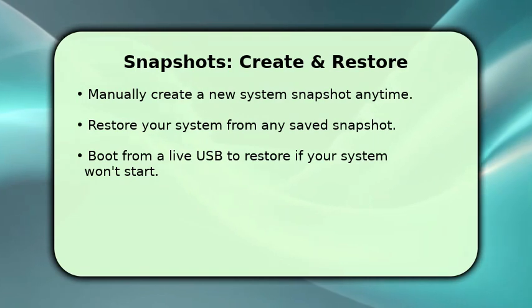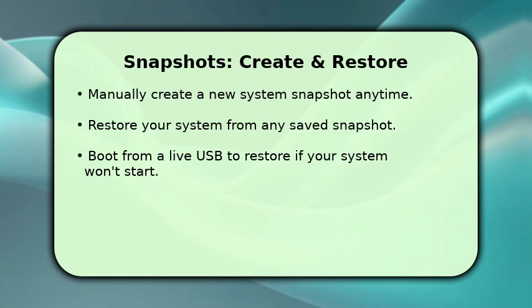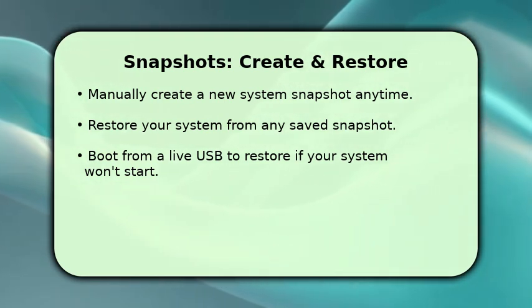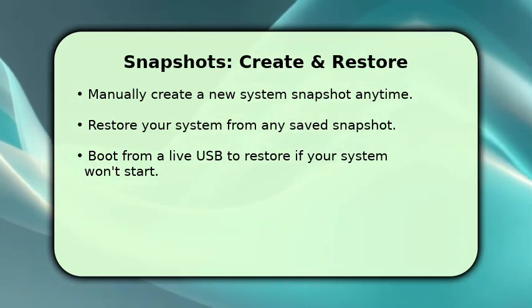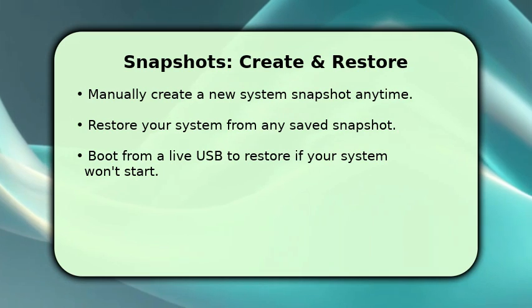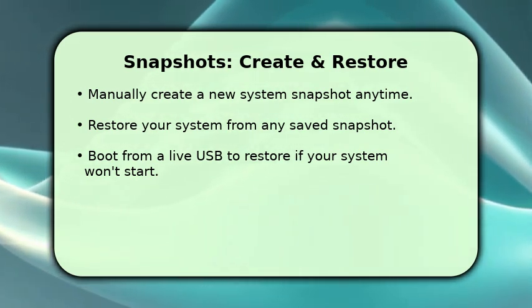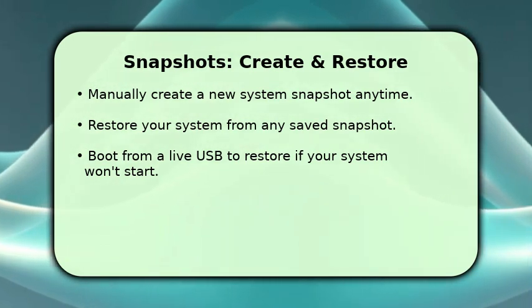Creating a snapshot is simple. Just click the Create button on the main Timeshift window. This will generate a new backup of your current system state. If you ever need to restore, select the desired snapshot from the list and click Restore. Timeshift will guide you through the process, ensuring your system returns to that specific point in time. It's a powerful tool for maintaining system stability.